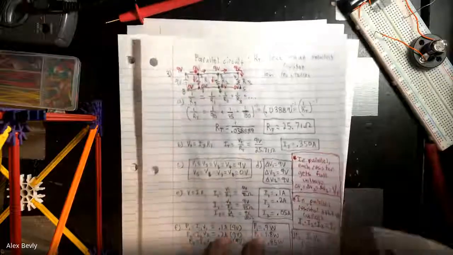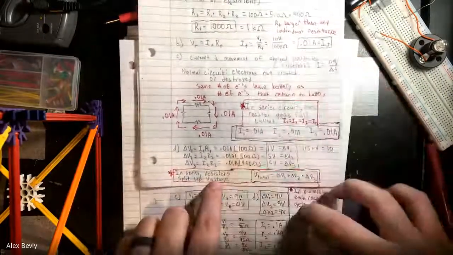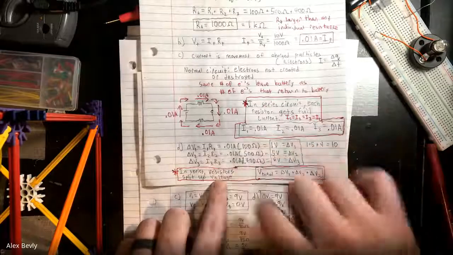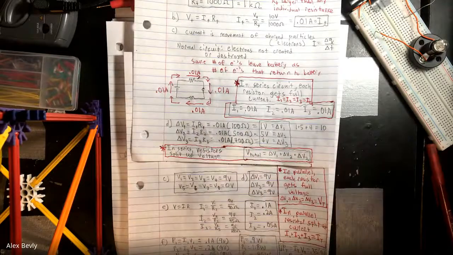Again, if you didn't already get those down, these 4 things boxed in red with the stars are the important things to look at. These are going to be the most helpful for your homework.